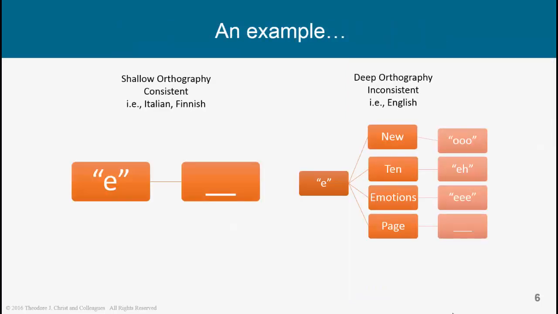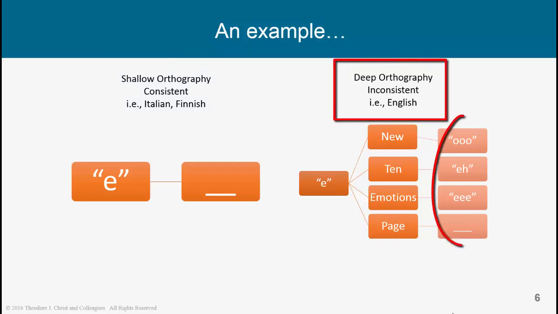Now, according to the psycholinguistic grain size theory, young learners of consistent language, where there's a direct one-to-one correspondence between a letter and a single sound, can focus exclusively at a small psycholinguistic grain size of the phoneme without making many errors. However, English is a language in which these correspondences are inconsistent. In English, the letter E can map onto several different sounds. This is considered a deep orthography because there aren't consistent one-to-one correspondences between a printed letter and a sound.